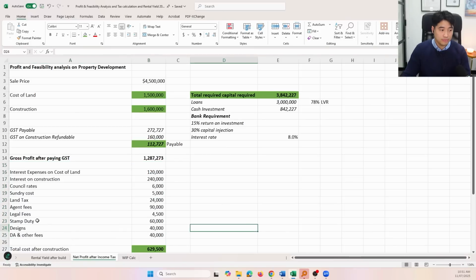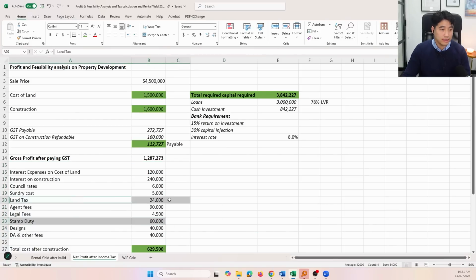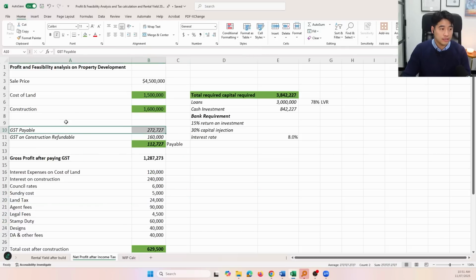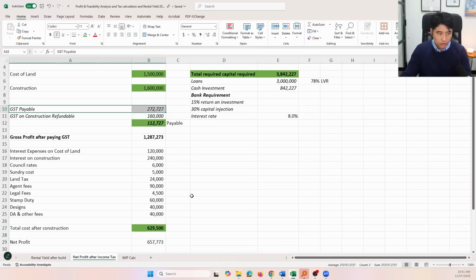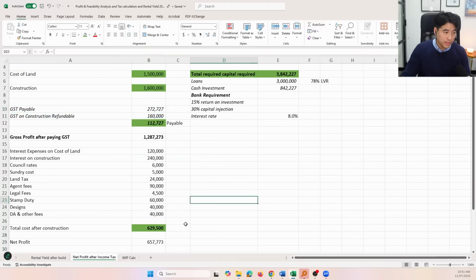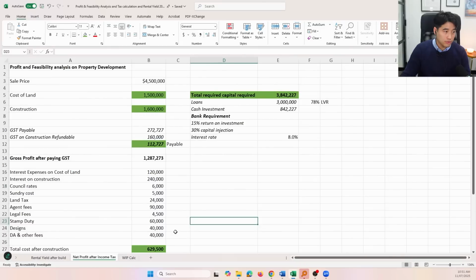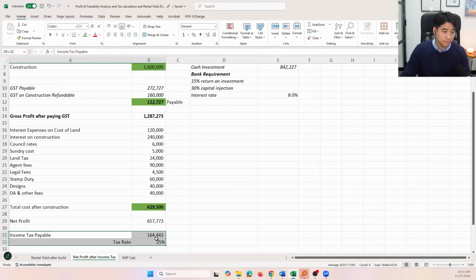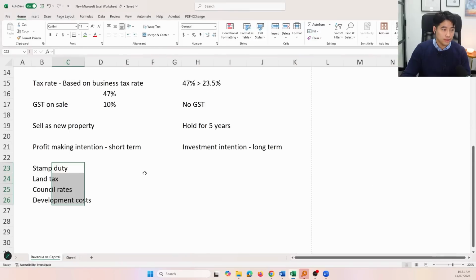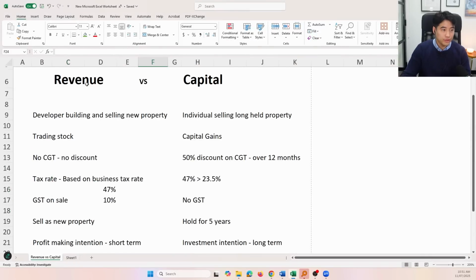So there's stamp duty, there's land tax that you need to pay, there's GST, there's what is called interest as well. That's obviously not a government cost, but it's a big, heavy cost that you need to pay. And then there's also income tax at the bottom. Cool. All right. So that's why you need to be sure of the difference between revenue and capital.